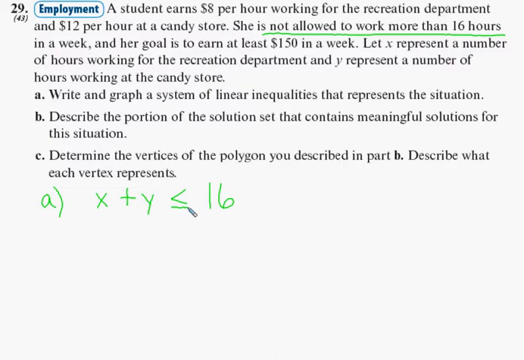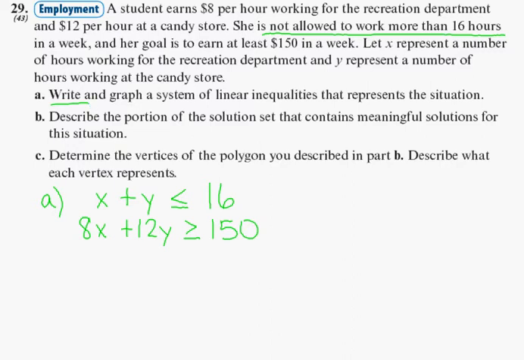money equation, or value equation, it looks like she can earn $8 for working at the recreation department, so we'll have 8x. And it looks like she can earn $12 an hour at the candy store, so we have 12y. And she wants to earn at least $150. So that's why we use the greater than or equal to symbol for that. So we've written the system of linear equations. And now it says to graph.